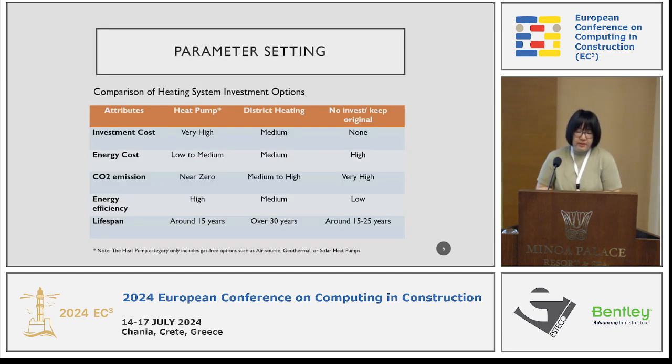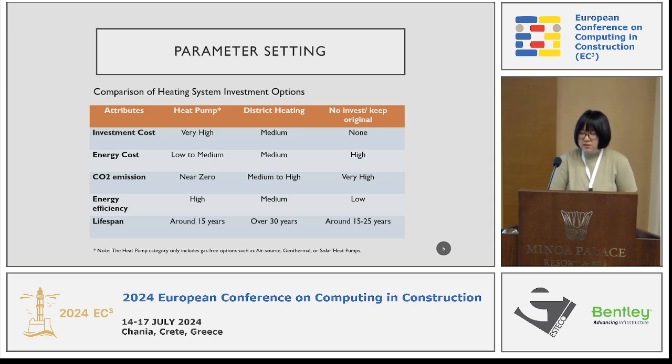The next step is the parameter setting. This table compares three heating system investment options. The first one is the heat pump. The heat pump has the highest initial cost but offers near-zero carbon emissions, making it highly energy efficient.